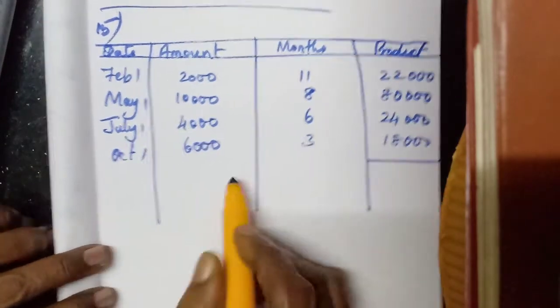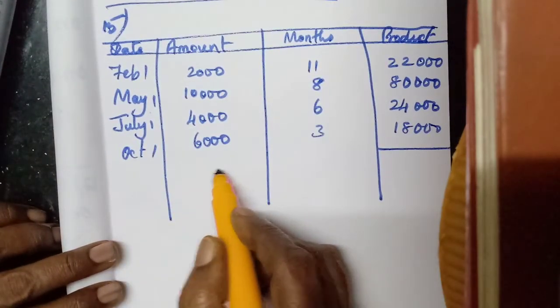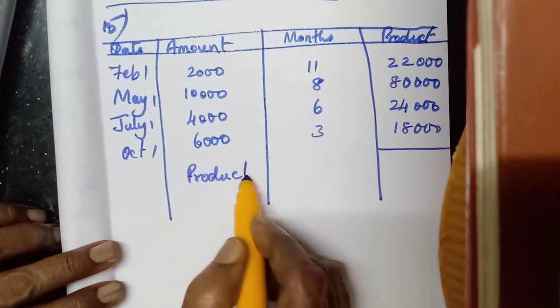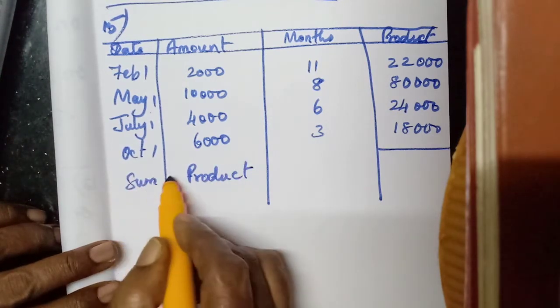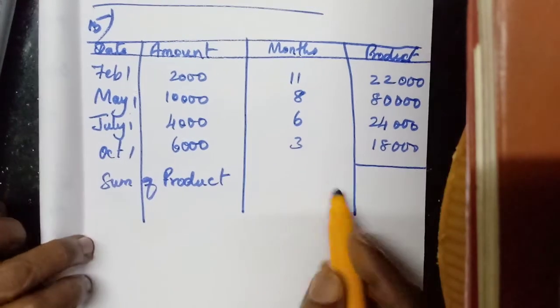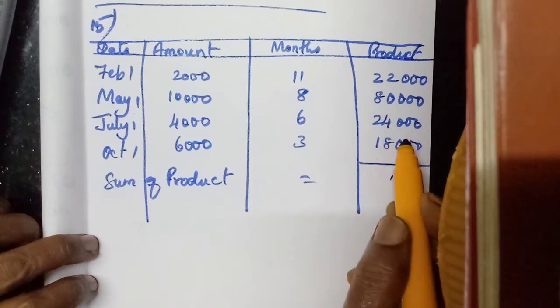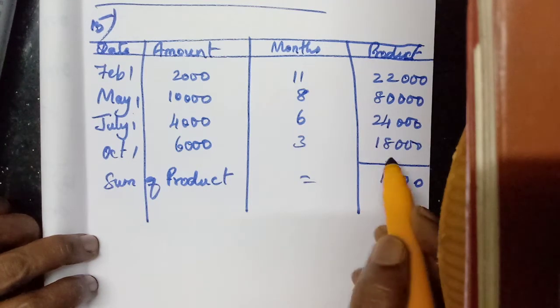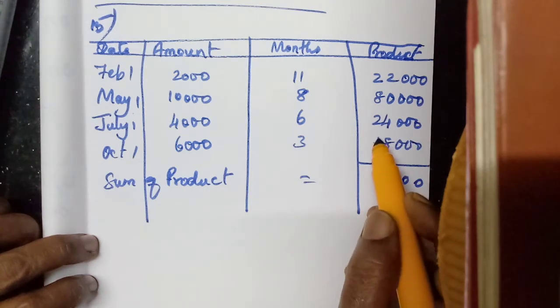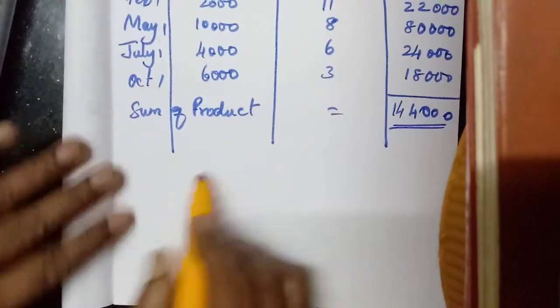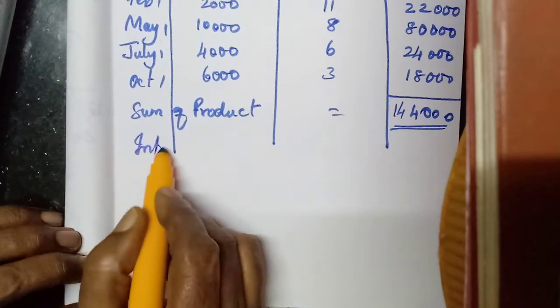Now, calculate the product. Sum of product. This is product, this one sum. 22, 102, 126, 144. 1,44,000. Now we have to write the formula.